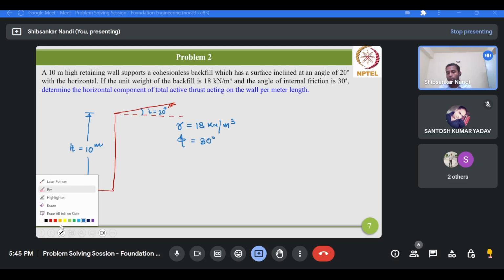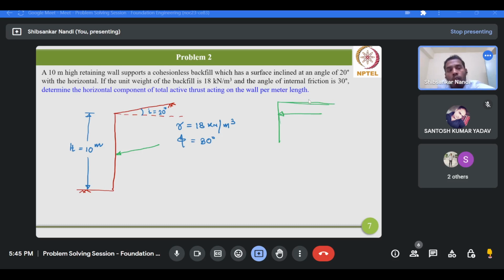Now what you have to determine? You have to find out the horizontal component of the total active thrust. Now as you know, the total active thrust will not be horizontal, unlike the previous problem. So in the previous problem, the active thrust acts like in this fashion. Suppose this is the retaining wall surface. So this is the lateral earth pressure or active thrust acting on the wall. Why? Because the backfill surface didn't have any inclination. It was leveled.